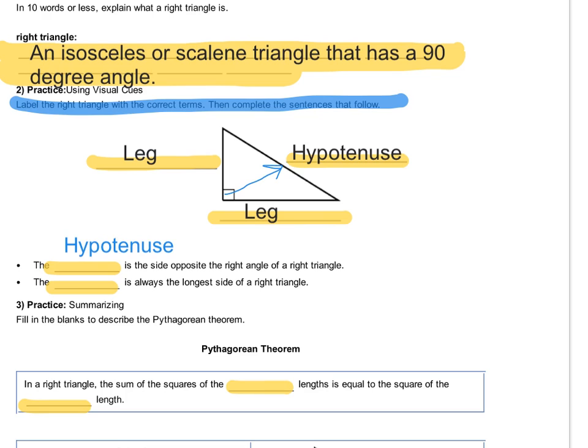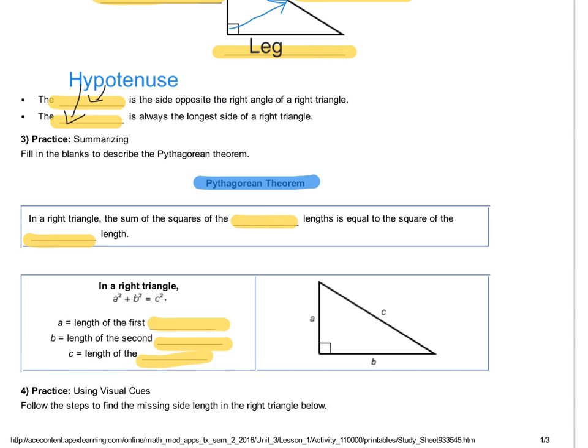Okay, and since the word is kind of long and it won't fit, I'm just going to draw a little arrow because it will go there, and there's the side opposite the right angle and always the longest side in the right triangle. And it's also going to be the C side. Okay, so that brings us to an important theorem, Pythagorean theorem. We're used to it. It says in a right triangle, the sum of the squares of the lengths of the legs is equal to the square of the hypotenuse.